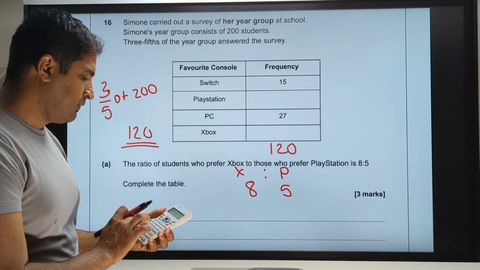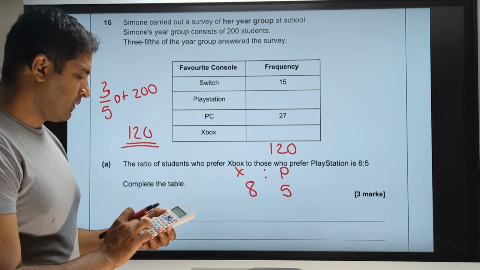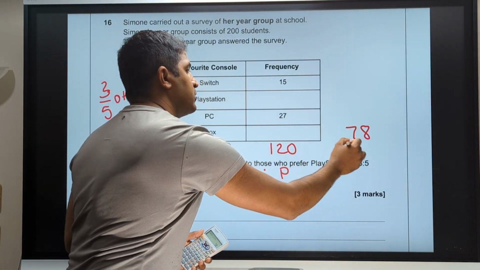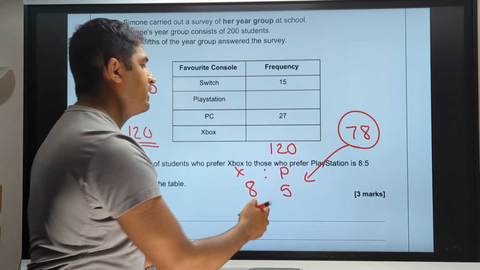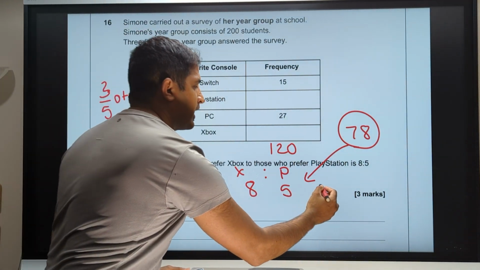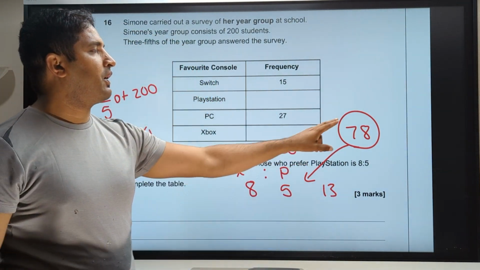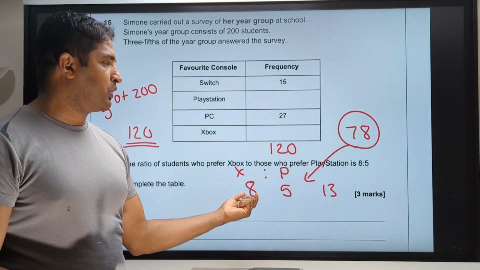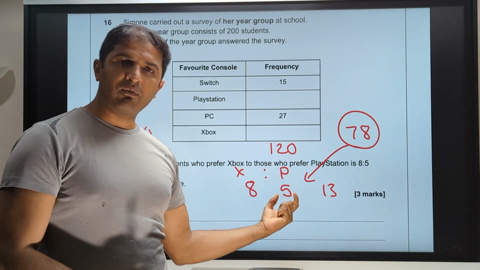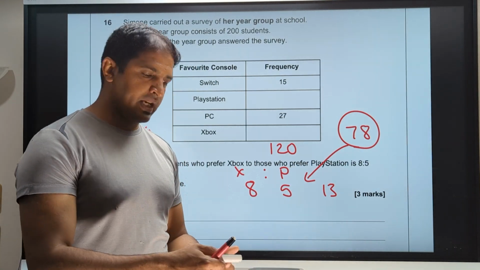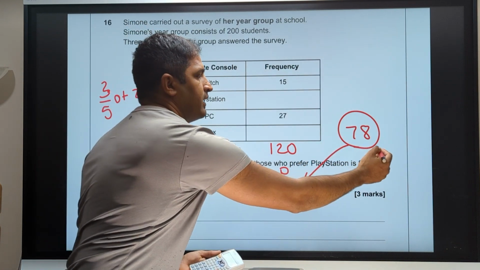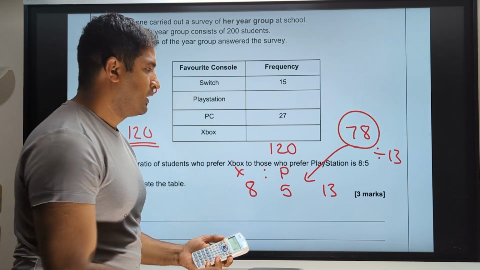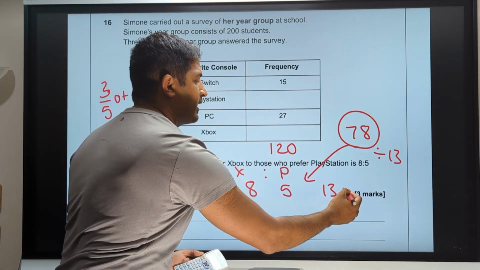Okay, take away 15 from 120 and then take away 27. So we've got 78 to share in that ratio here. Okay, so 8 add 5 gives me 13. So we need to cut 78 into 13 equal parts. Then 8 of those parts need to be given to Xbox and 5 of those parts need to be given to PlayStation. So 78 divided by 13 will give you 6. So one part is 6.